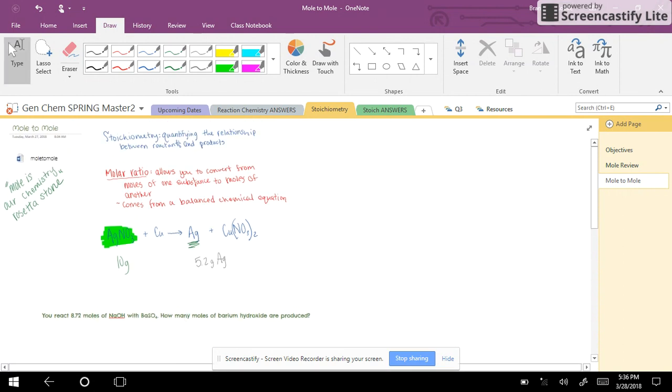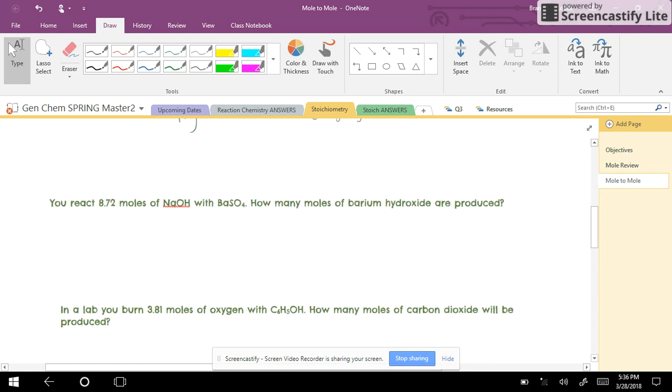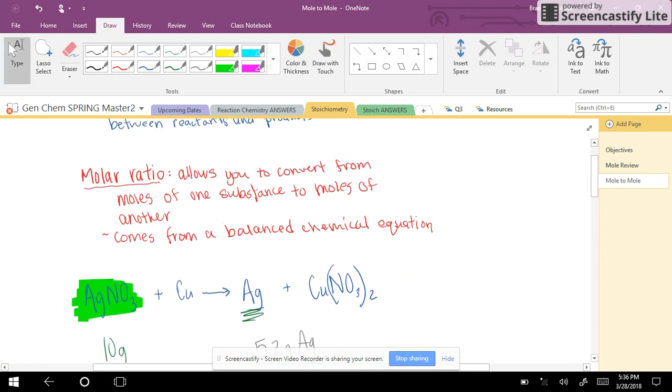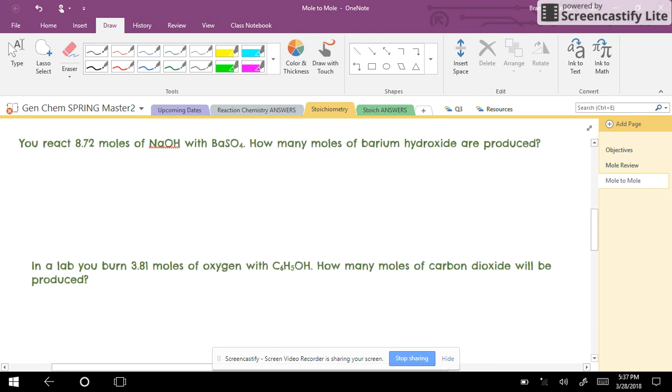Okay, so there's the notes that we did in the last video, and we're just going to pick up right where we left off. Recall that the molar ratio is the thing that allows us to convert from moles of one substance to moles of a second substance. So we can actually convert these units not just from grams of one thing, but to molecules of a completely different thing. And all of this comes from the balanced chemical equation. So you cannot do stoich without a balanced chemical equation.